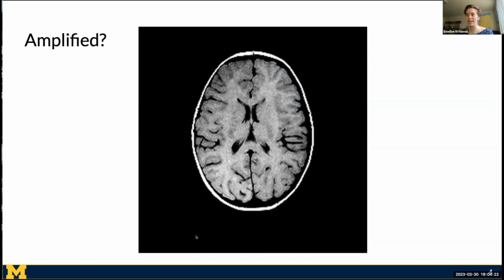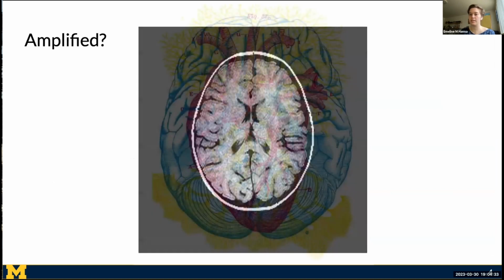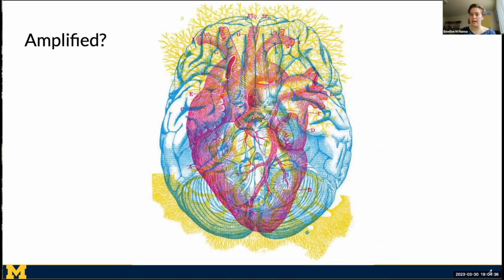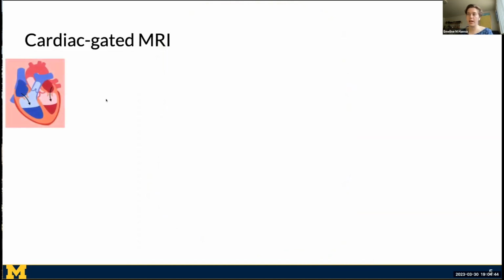So, what is amplification in the sense of MRI? So, amplification, in the sense, relates to the relationship between the brain and the heart. And so, first, as an important background, we're going to talk about cardiac gated MRI. So, when you're taking an MRI of the heart, an important thing to understand is that the heart is going to move throughout the MRI. So, you can use this process to get a good MRI of the heart.